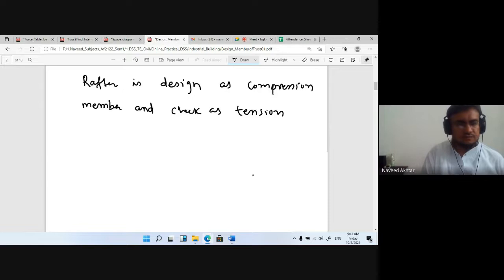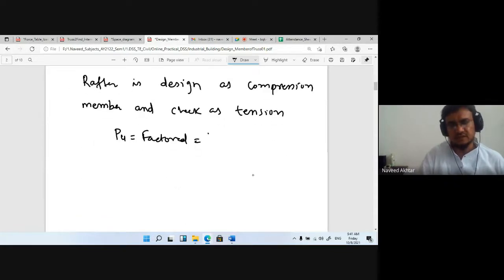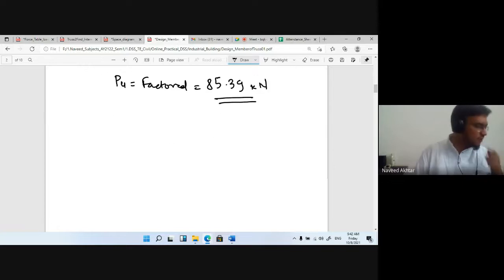Okay. So compressive load, Pu is the factored load. What is the factored load? 85.39 kilonewton. This rafter we have to design for compression and check for tension.